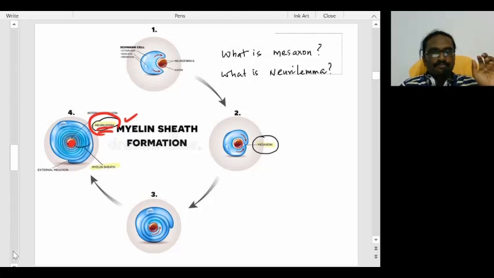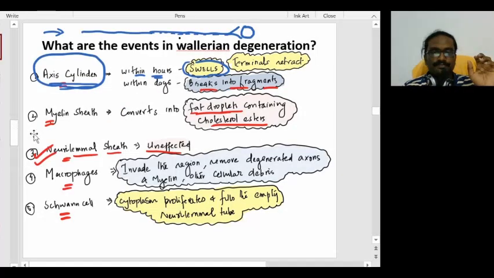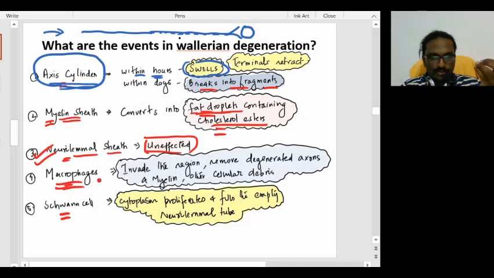So when that happens, this neurolemma is usually intact or unaffected. Since the neurolemma is unaffected, at the same time you also find that the myelin sheath has no sheets left, only droplets. And also think along with this, the macrophages, which are otherwise called the microglial cells, are going to remove the degenerated axons and myelin droplets and other cellular debris.